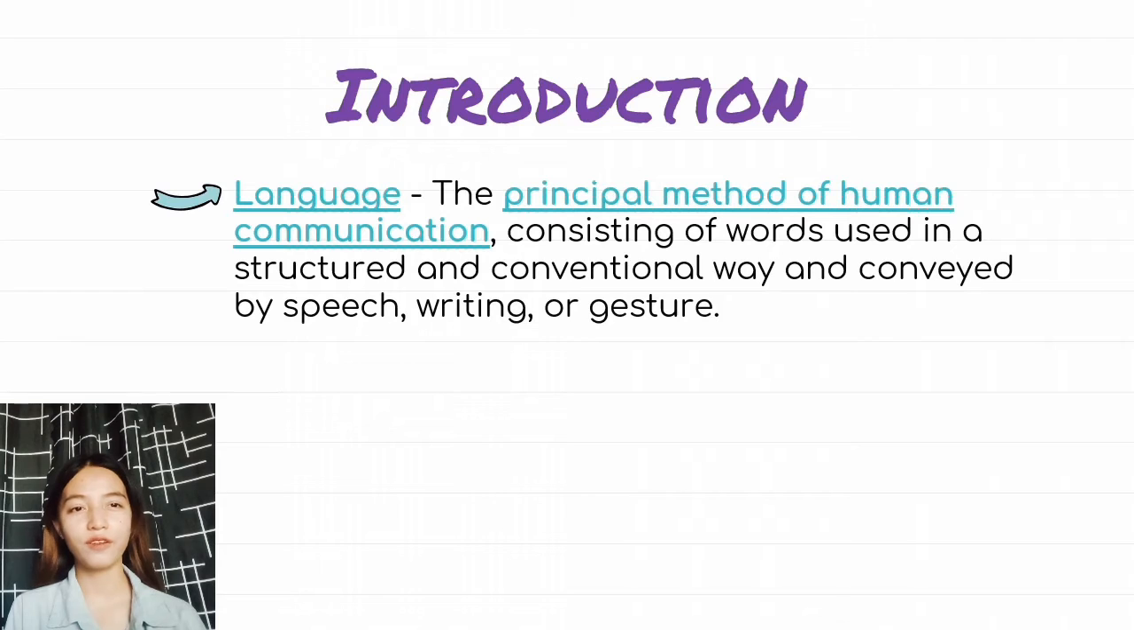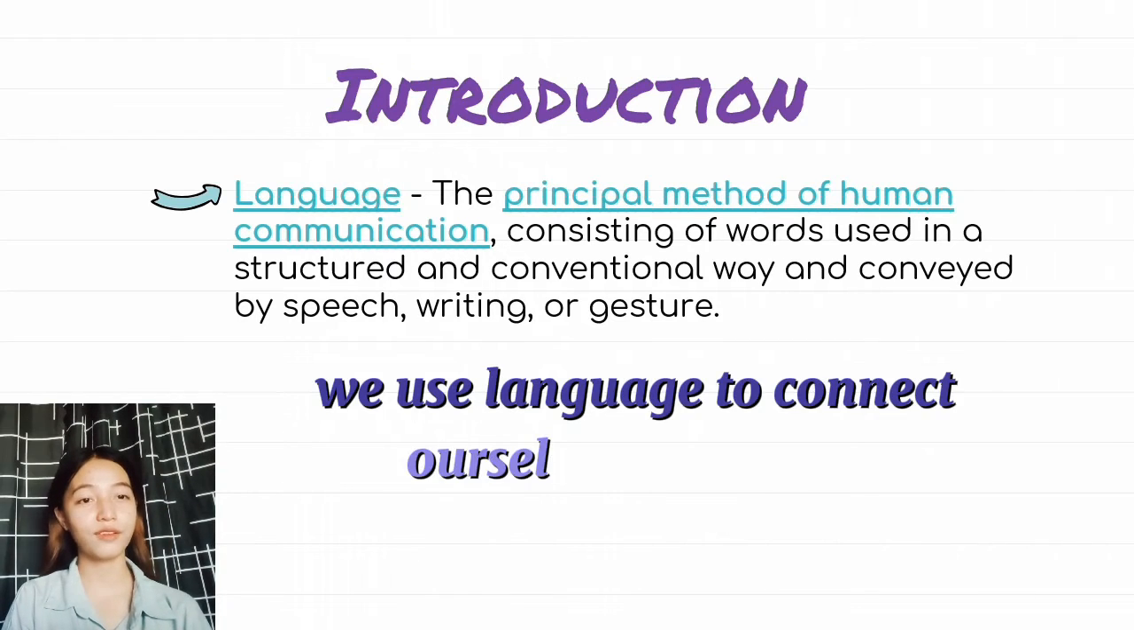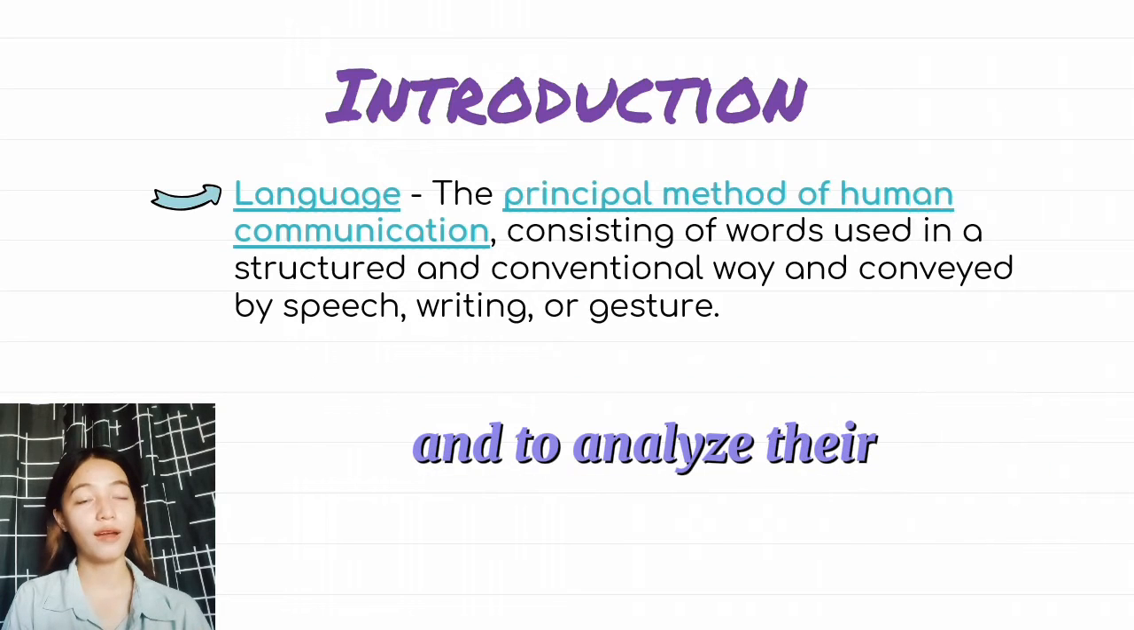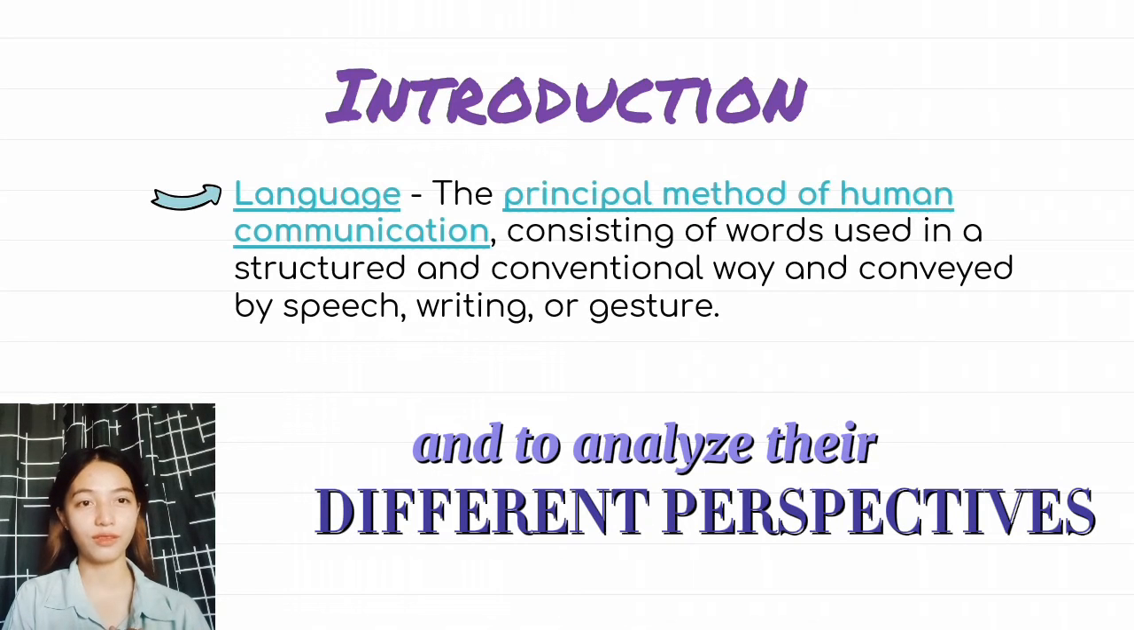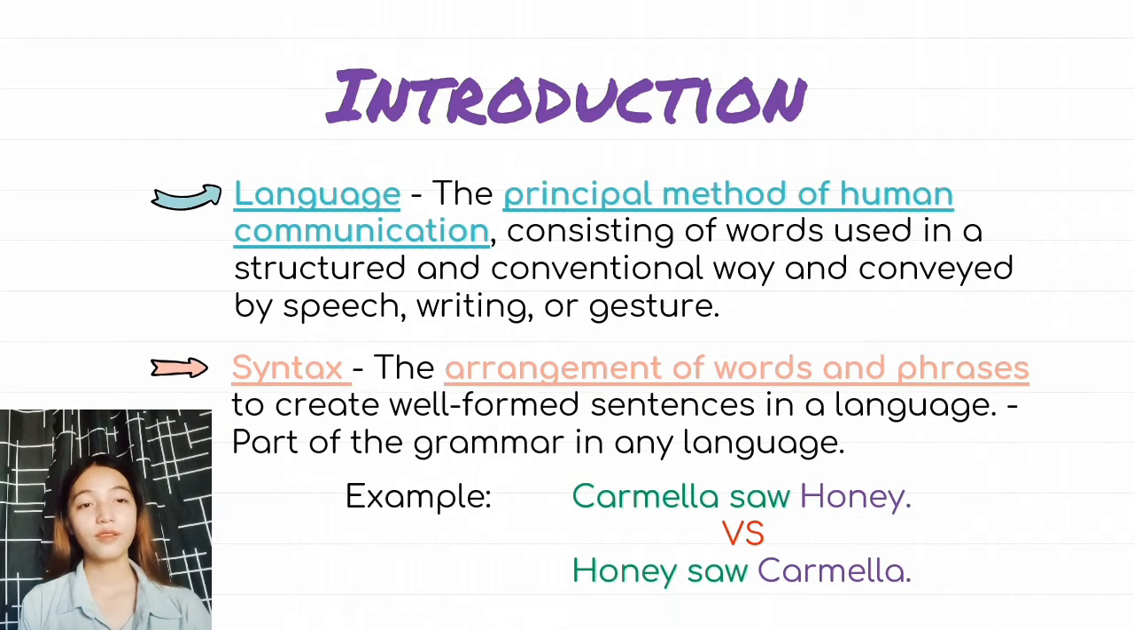What is language? Language is the principal method of human communication, consisting of words used in a structured and conventional way and conveyed by speech, writing, and gesture. We use language to connect ourselves with people and also to analyze their different perspectives. Syntax is the arrangement of words and phrases to create well-formed sentences in a language. It is also a part of the grammar in any language.